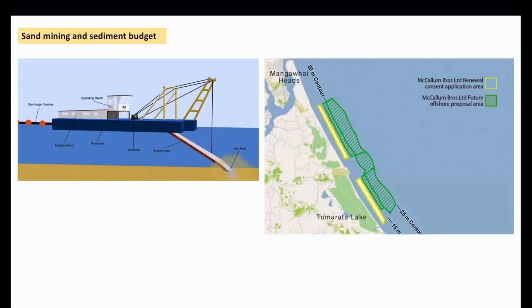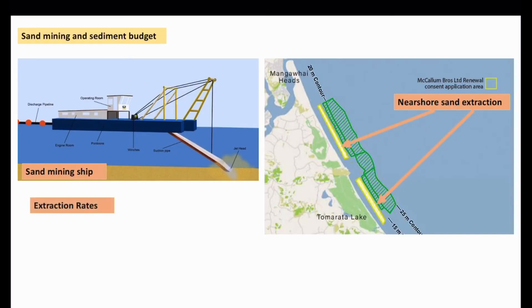So when we're extracting the sand, we have boats like this sand mining ship, which sucks up the sand, and then it's filtered out and sent back onto land. And we need to look at how much sand has been extracted in this area and what effect it's had on the sediment budget. Like I said, it's near shore sand extraction, so it's coming from just off the shore. And the extraction rates have changed over the 70 years that they've been doing it.